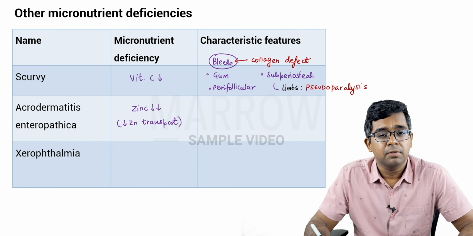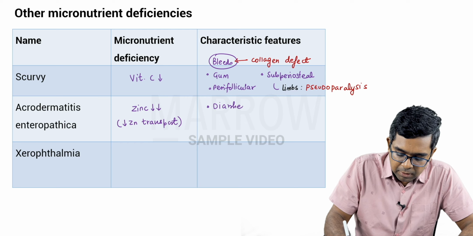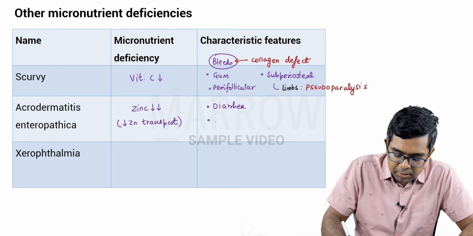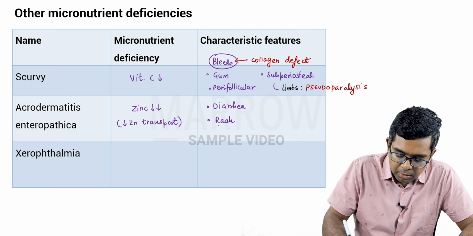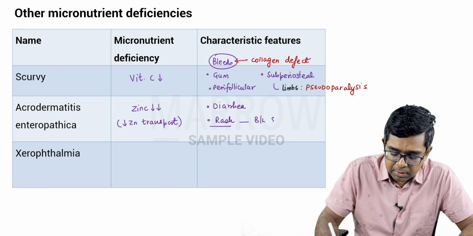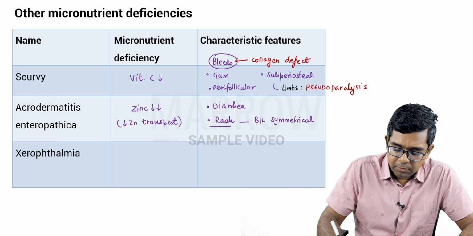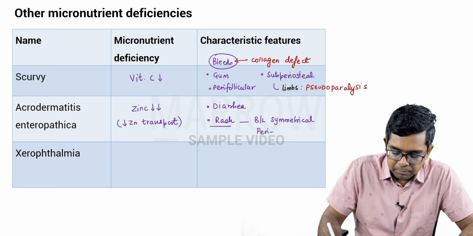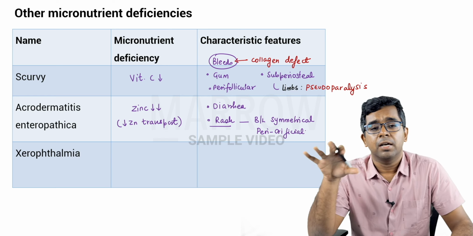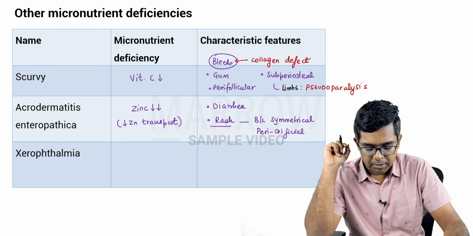That is why there is a severe zinc deficiency. The characteristic features of this condition are two. One is diarrhea, which is a well-known association. Another one is a rash. And this rash is something which is characteristic. It is a bilaterally symmetrical rash and usually involves the orifices. That's why it's called peri-orificial. So you will get this rash around the mouth opening, anal opening, all those things. That's why it's called peri-orificial rash.